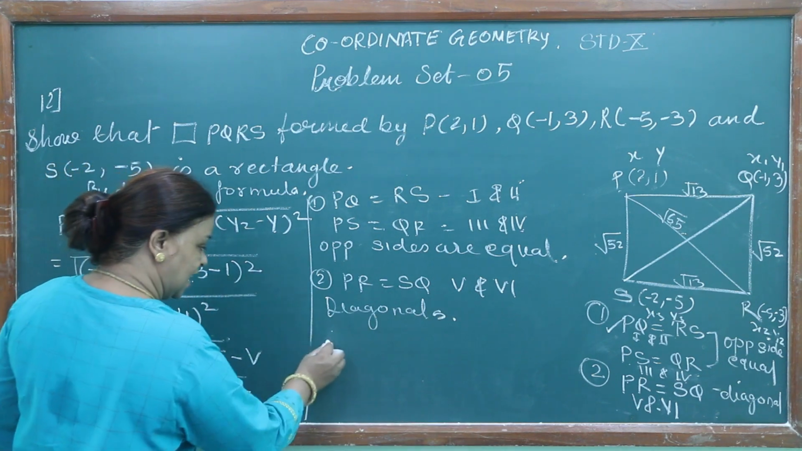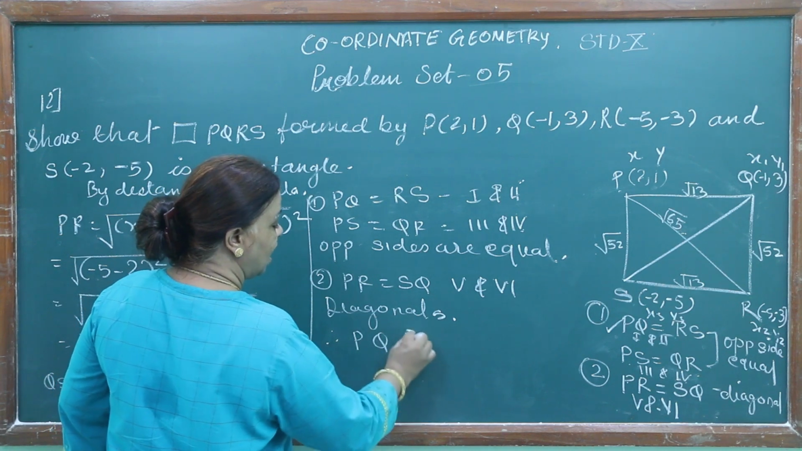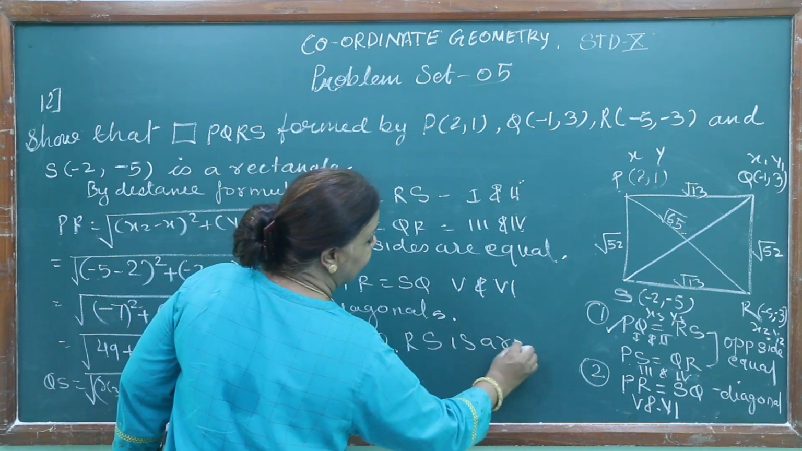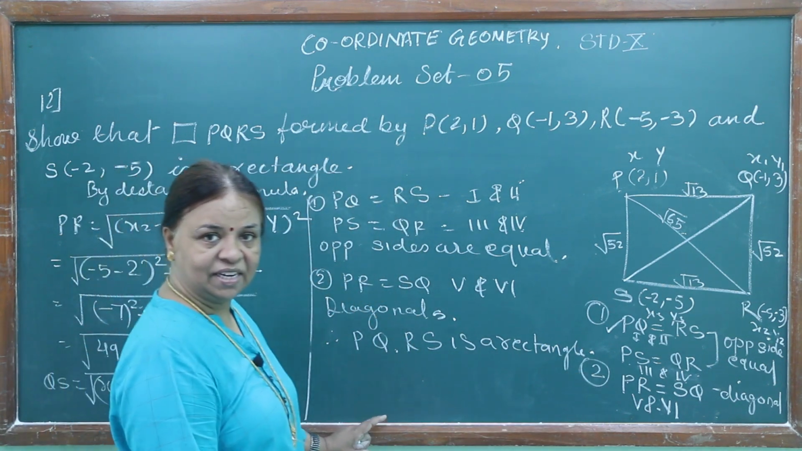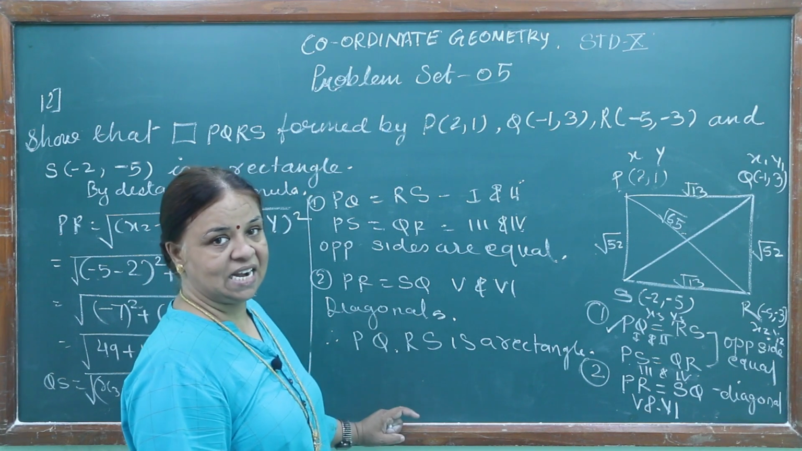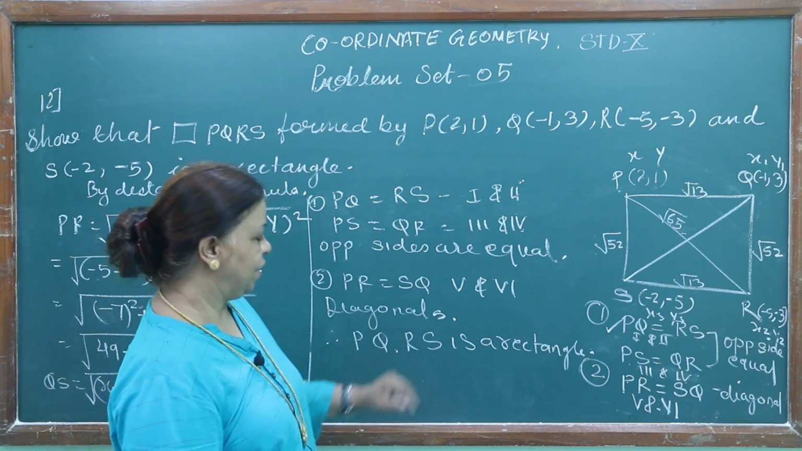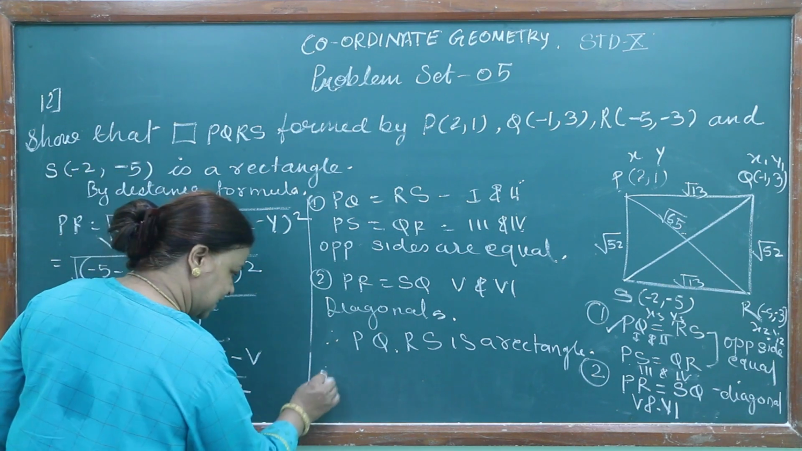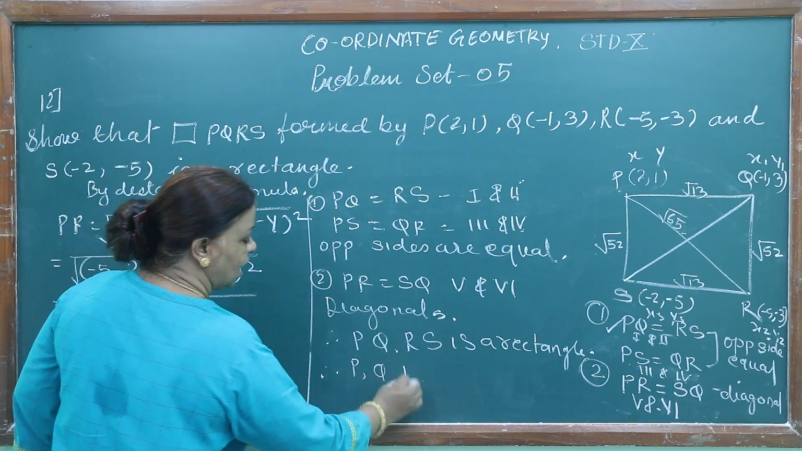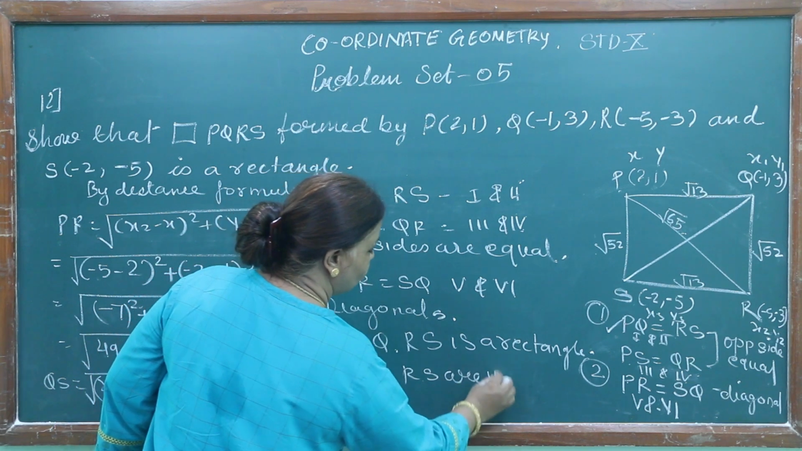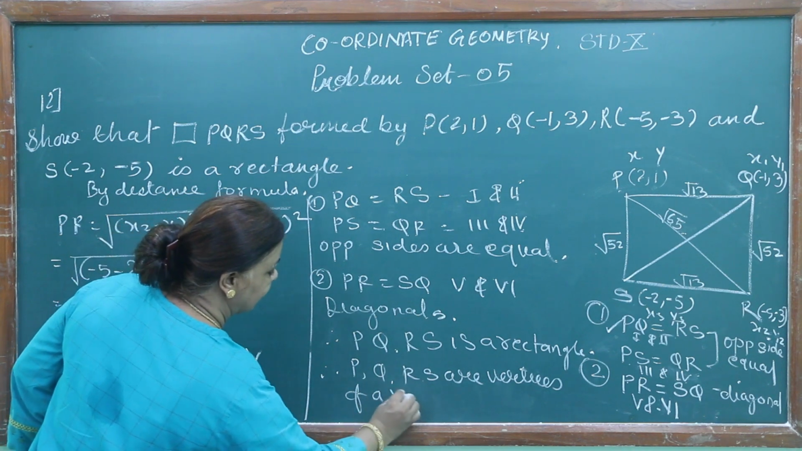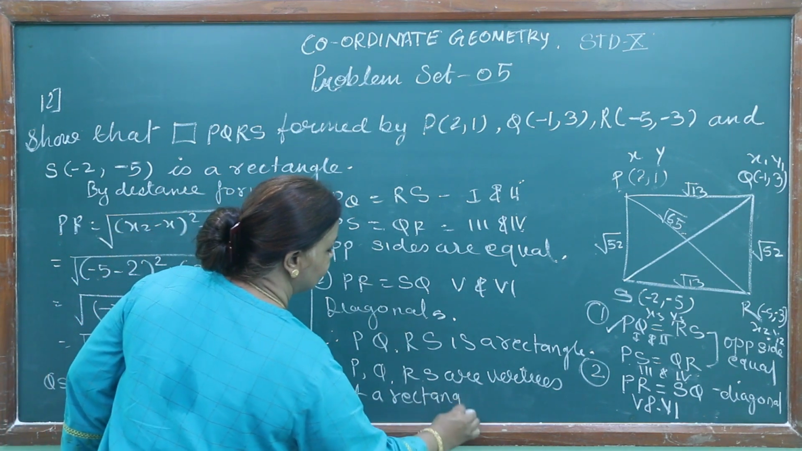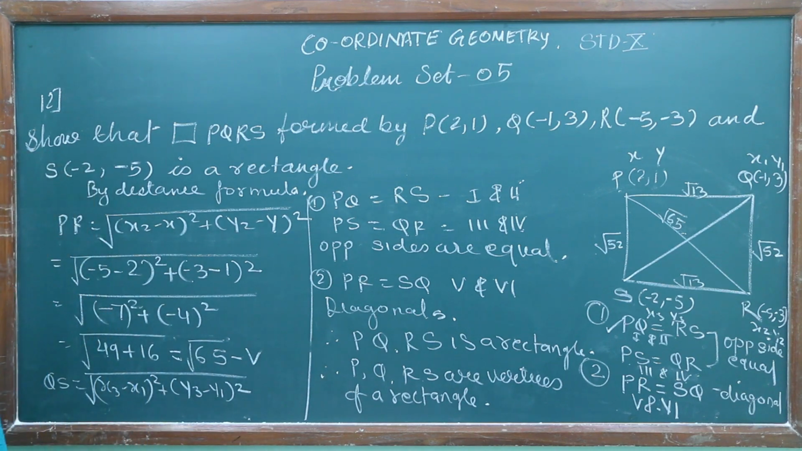So we can say, therefore, PQRS is a rectangle. Okay, here we are not dealing with the angle, we are dealing with the length of the side and length of the diagonal, and we have shown it, and therefore it is a rectangle, and hence P, Q, R, S are vertices of a rectangle. Hence proved, children, and you can pause and you can rewind and you can learn the sum as many times as you wish.